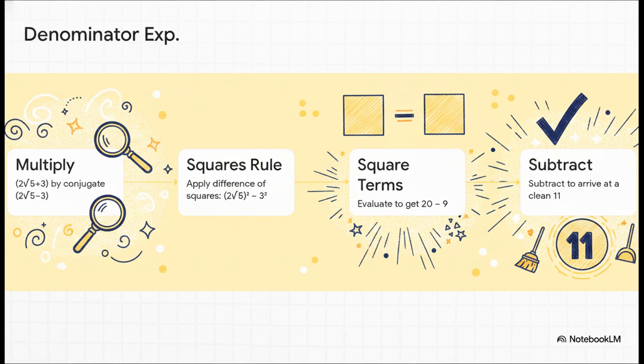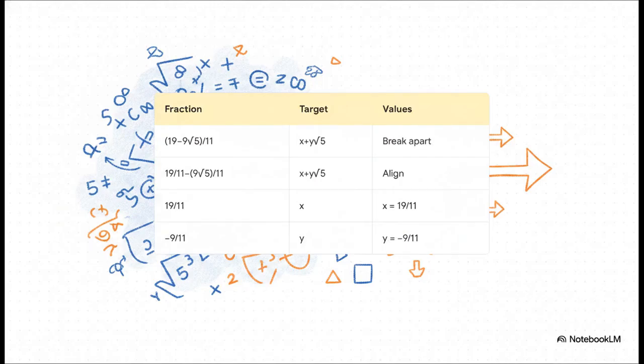And look at that, step 4 leaves us with exactly 11. We have successfully cleaned the denominator. And this brilliantly illustrates our final alignment. Let's put our cleaned fraction back together. 19 minus 9 root 5 all over 11.